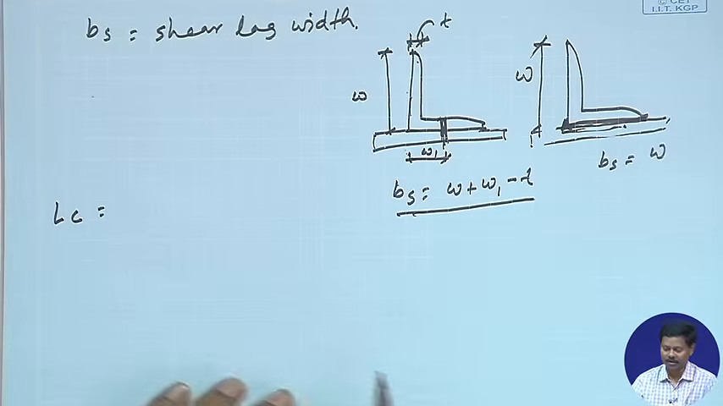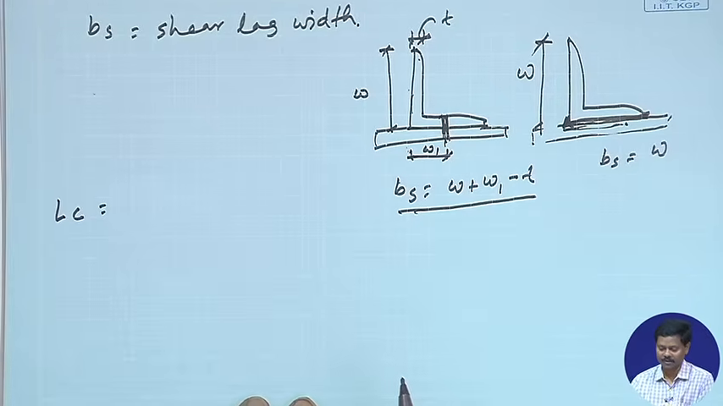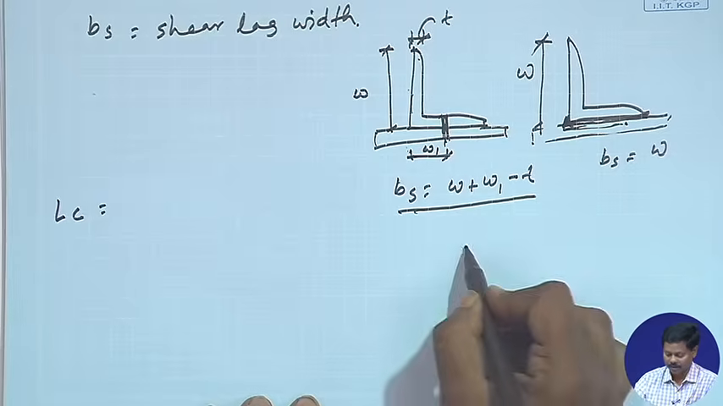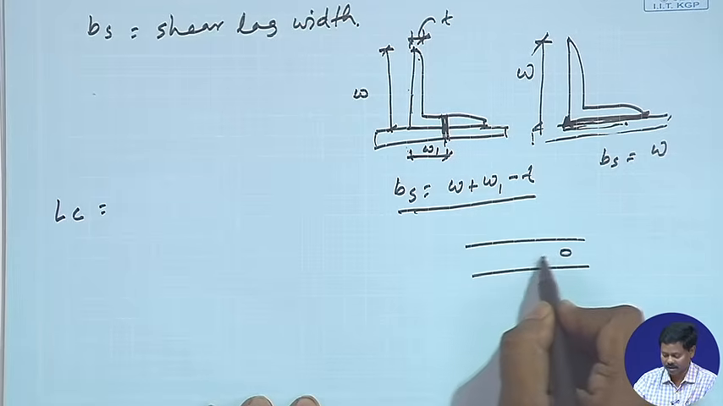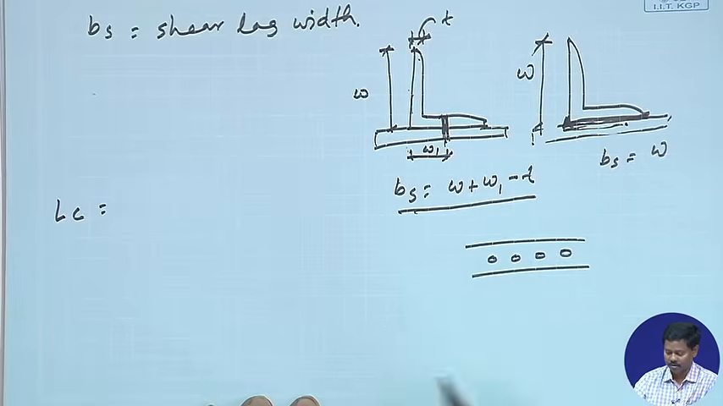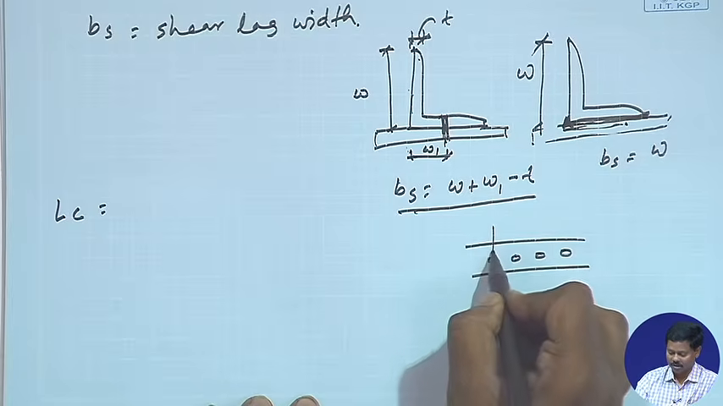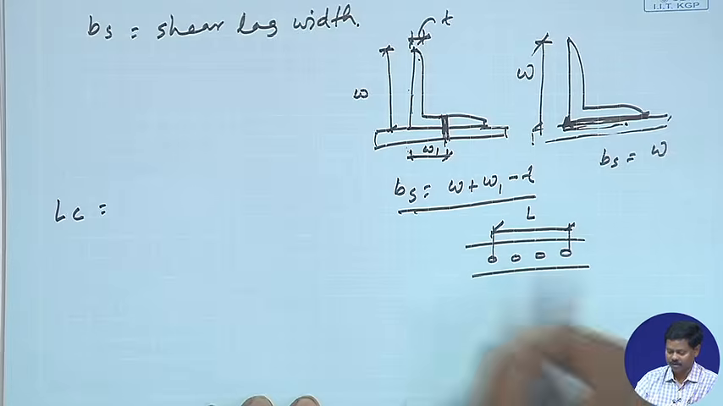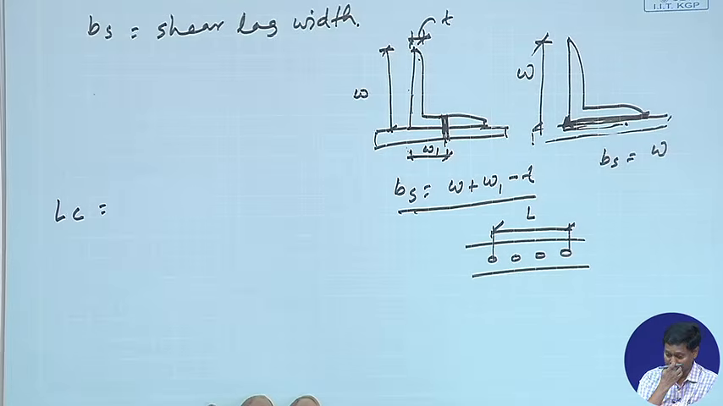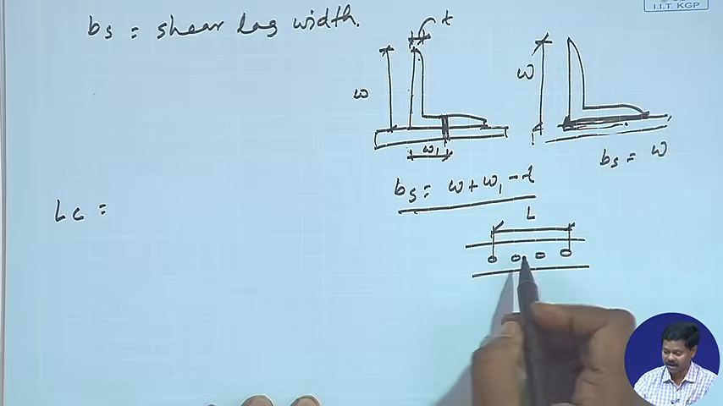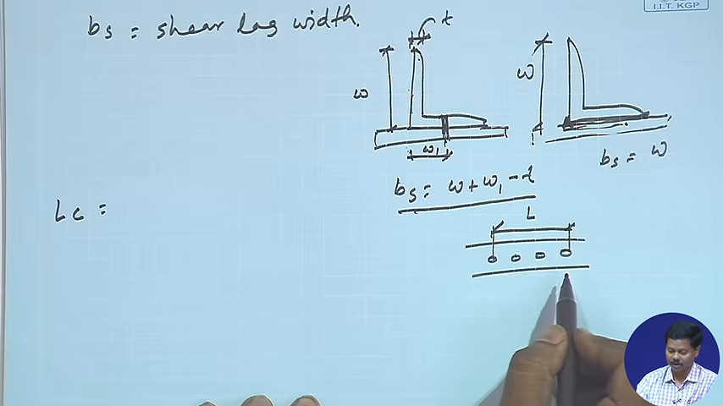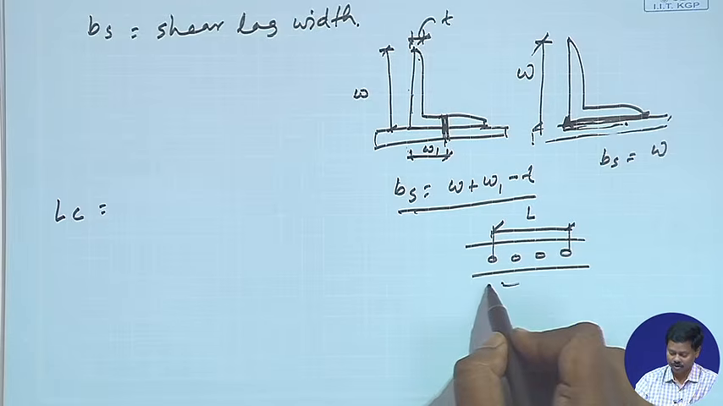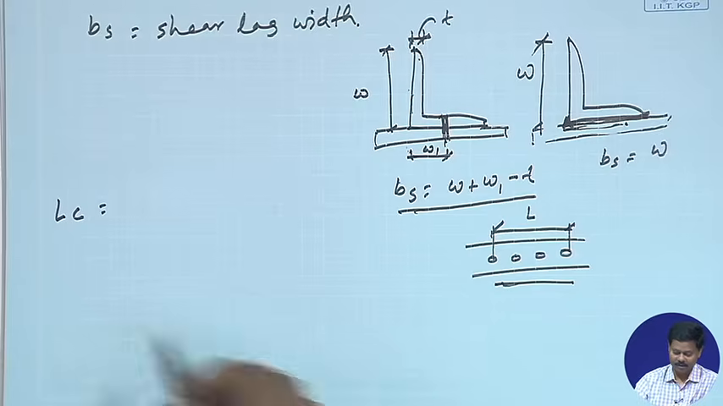Lc is the length of end connection, that is the distance between the outermost bolts. That means if it is connected with bolts, then this will be the Lc, the distance between the outermost bolts in the end joint, measured along the load direction, or the length of the weld along the load direction. So this is how the Lc can be calculated.